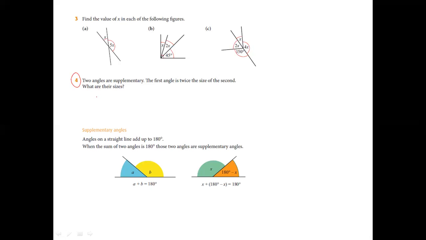Let's remember, two angles are supplementary. What does supplementary mean? They add up to 180, so x plus y is equal to 180, like a straight line. And what is the condition in the second part of the question? The first angle is twice the size of the second.